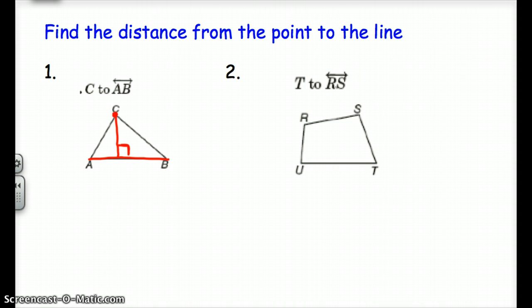In number 2, I'm going from T to RS. Now you may need to extend the line at times, people. At this point, you're going to go perpendicular. So no, ST is not the perpendicular line. You need to go perpendicular at a right angle. So there I have it, and I'm going to draw my right angle marking.